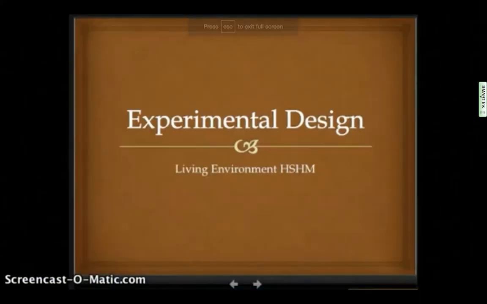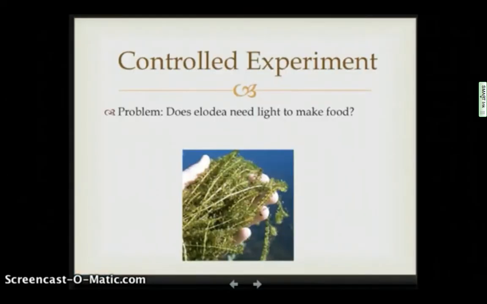Okay, we're going to take a look at experimental design today. We've already reviewed what problem and hypotheses are, so let's take a look. In a controlled experiment, again, you start with the problem, which is a question. Does Elodea need light to make food? Remember, a problem is always a question.